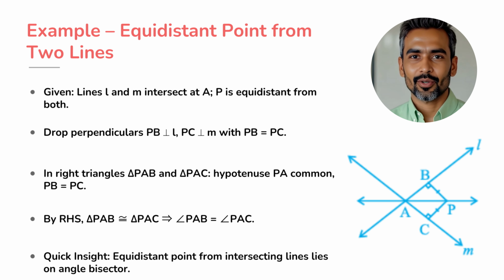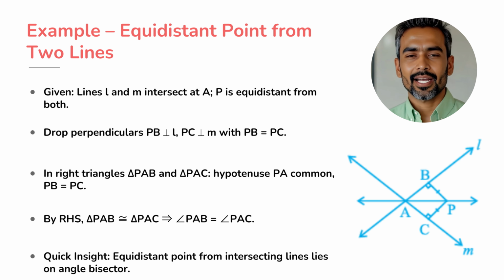And what does this congruence tell us? It tells us that angle PAB equals angle PAC. In other words, point P must lie on the angle bisector of angle BAC. So here's the quick insight: whenever a point is equidistant from two intersecting lines, it always lies on the angle bisector of the angle between them. A beautiful shortcut that combines geometry and symmetry.